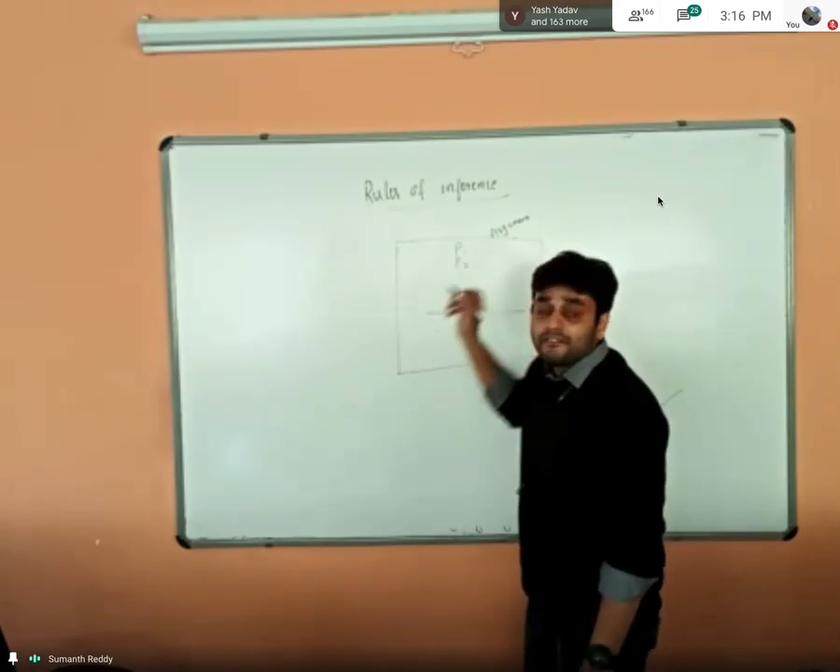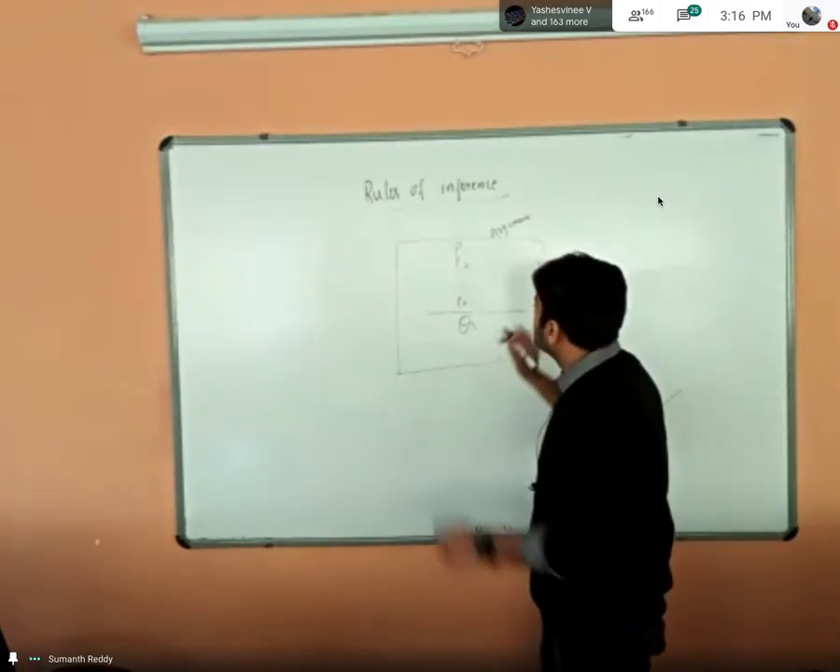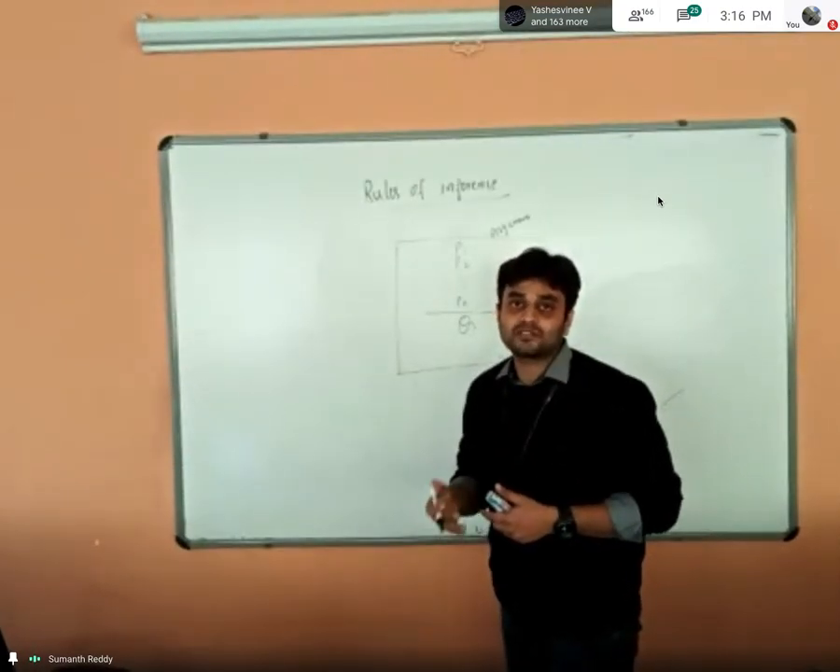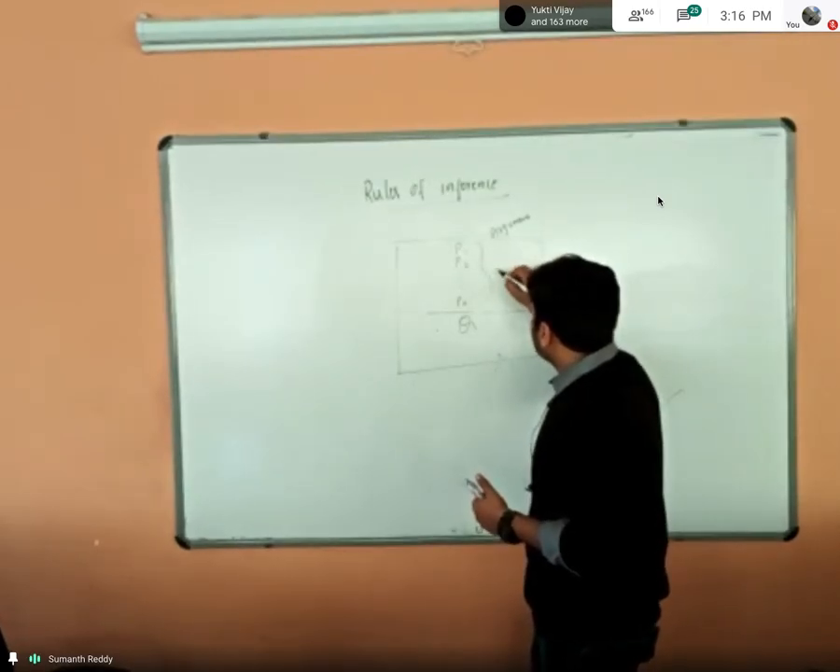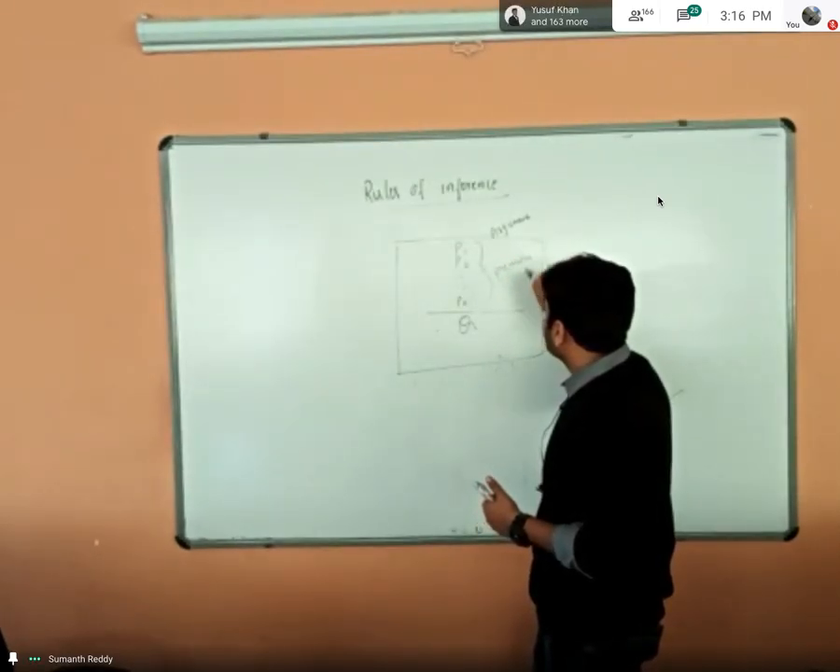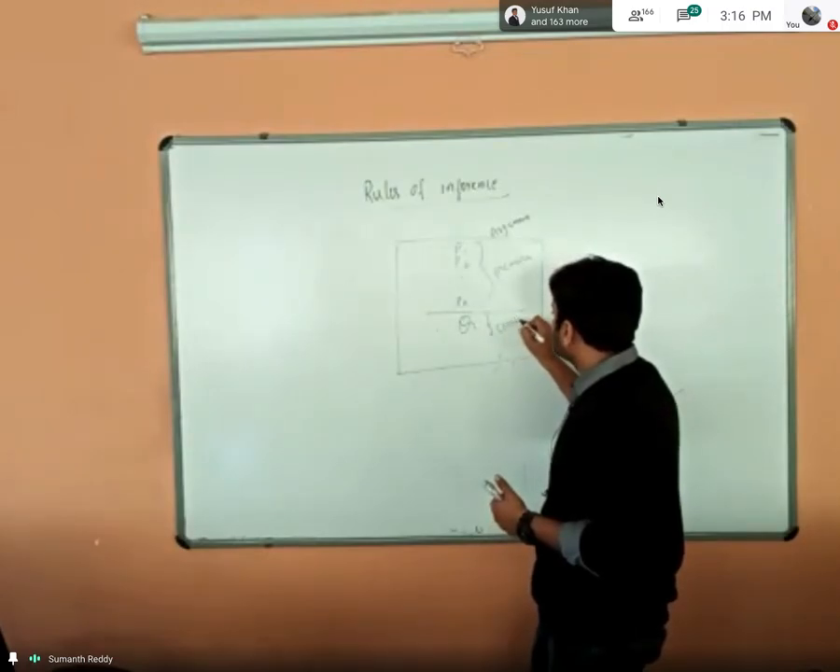Fine. Whether this argument is valid or not, for that I will use the rules of inference. What are the rules of inference? Next I will tell you. And as I have already told, these are called premises, and this is called the conclusion.